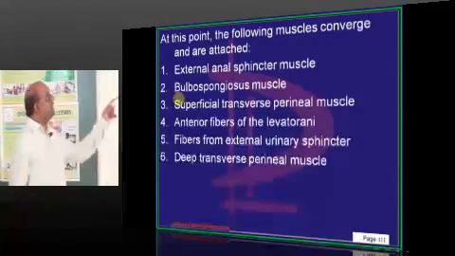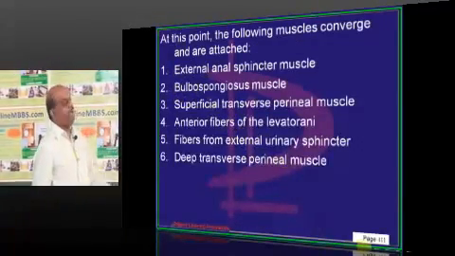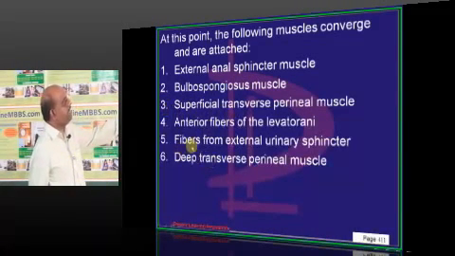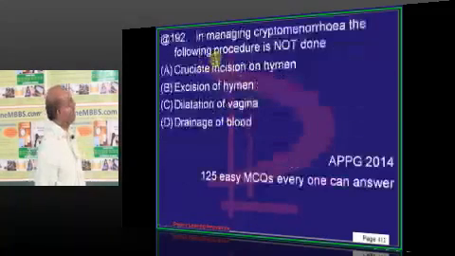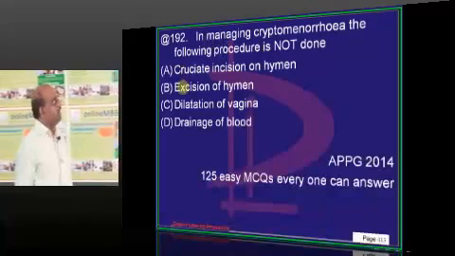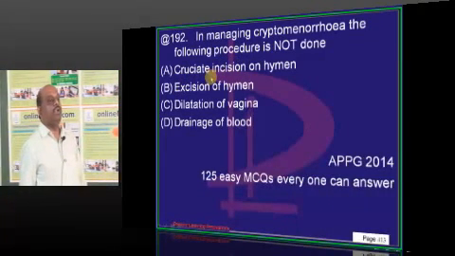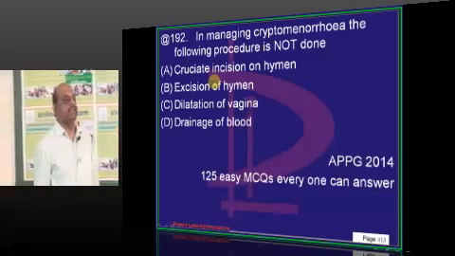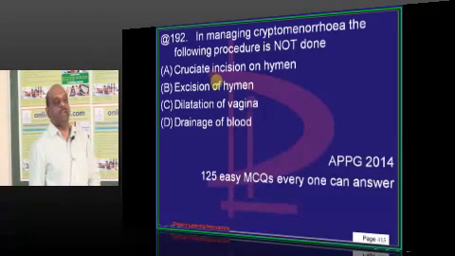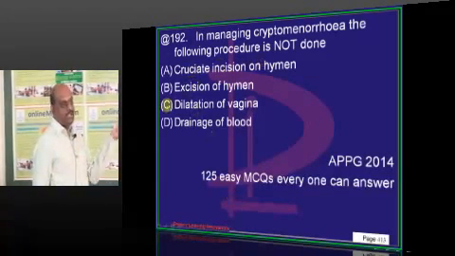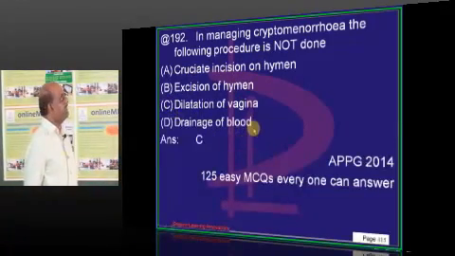So what are all the things inserting onto the perineal body, doctor? External sphincter, superficial and deep transverse perinei, anterior fibers of levator ani, etc. If you are managing cryptomenorrhea, will you dilate the cervix or the vagina? Cervical dilatation is practiced, not vaginal dilatation, is what needs to be remembered. You will do cruciate incision, you will do excision, you will do drainage, etc.